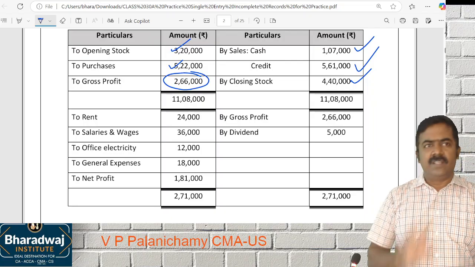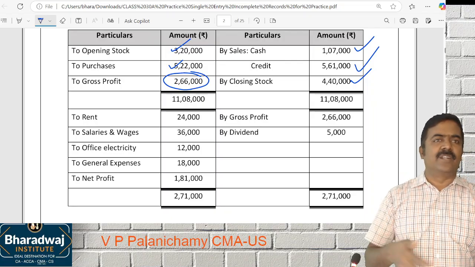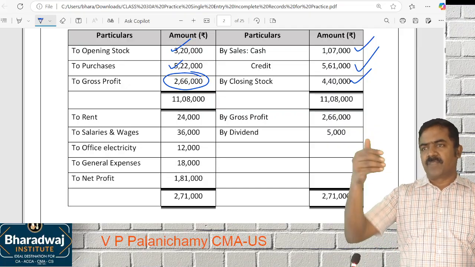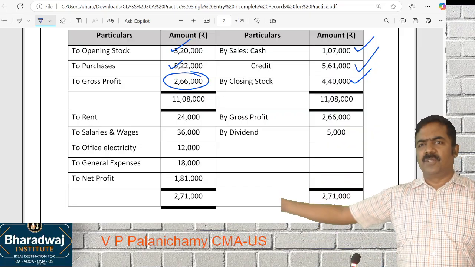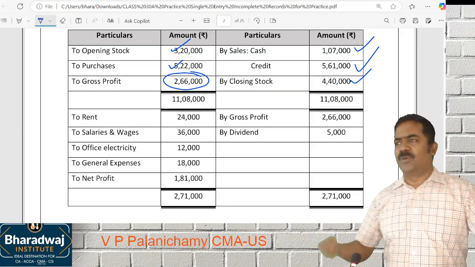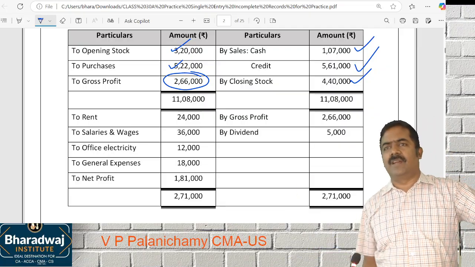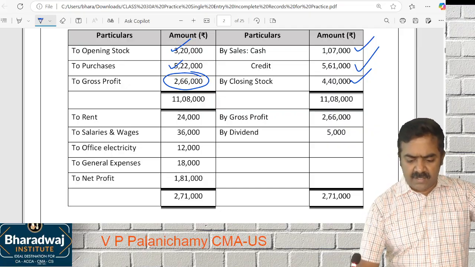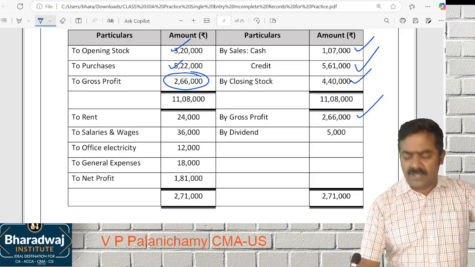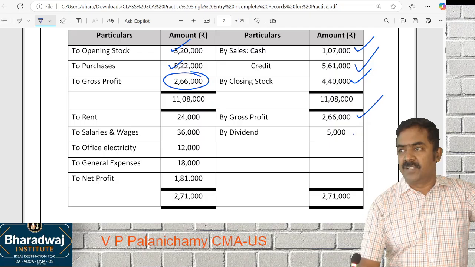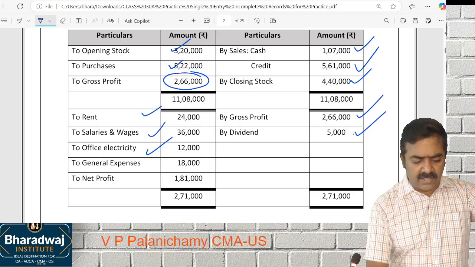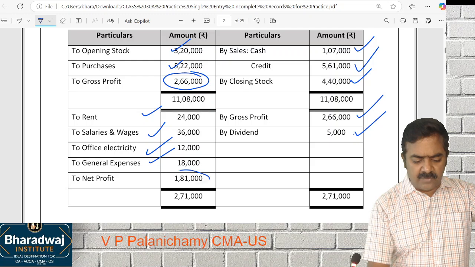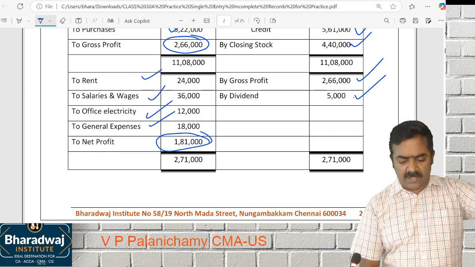Gross profit. You see, while learning at home also, what you have to do is the main workings you have to do. Then the main answer, the final answer, you need not work out and waste the time. You can just see the main answer and check your answer. Gross profit 2,66,000. Dividend received is an income. Dividend received is an income. Rent, salary, wages, electricity, general expenses. Balancing figure, net profit will come.